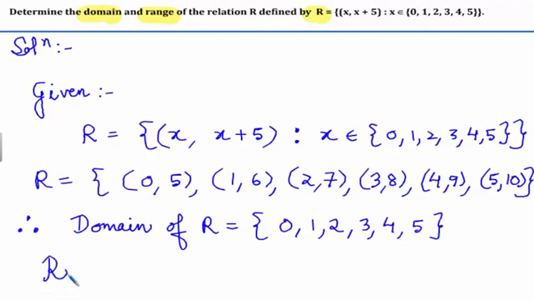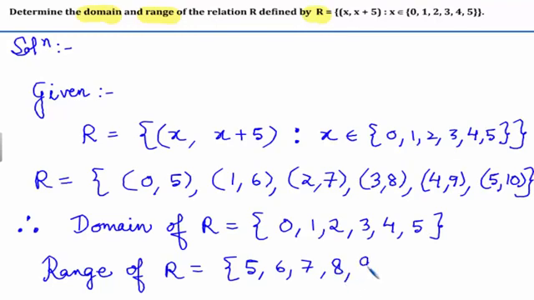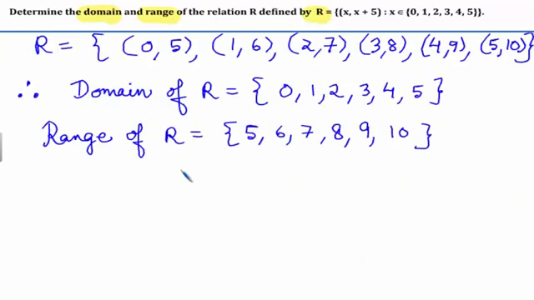And as we know, range is equal to the set of all the second elements. So range of R will be equal to {5, 6, 7, 8, 9, 10}. So here we have found the domain of R as well as the range of R. So this completes the solution of this question.